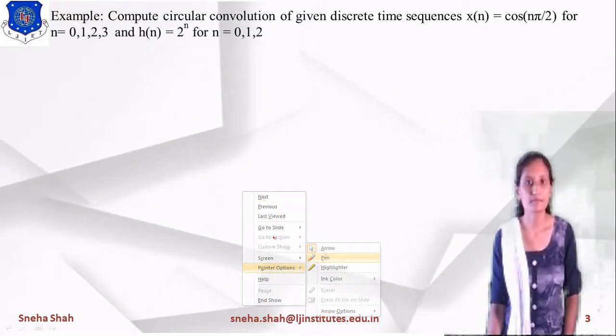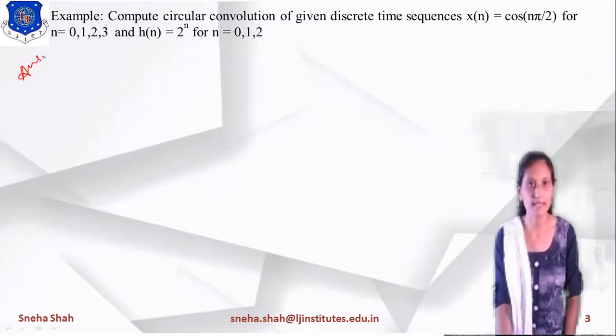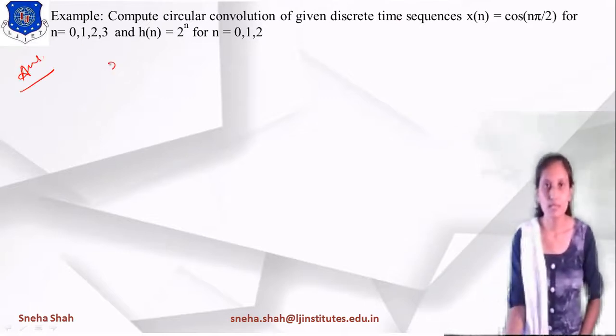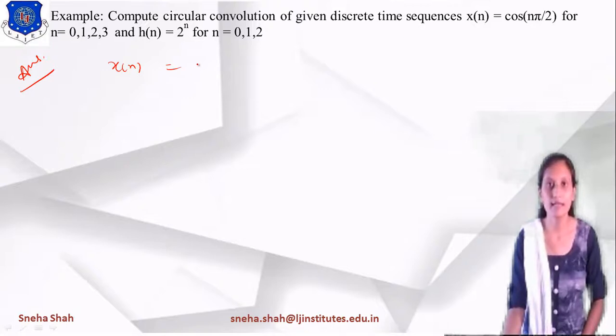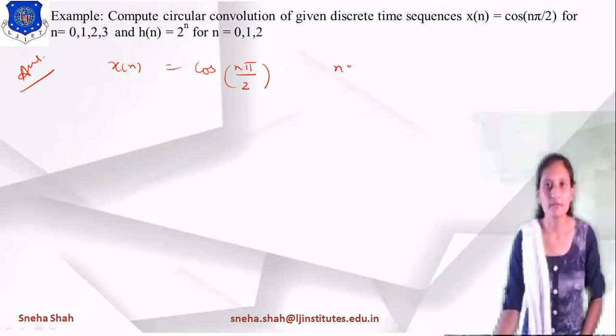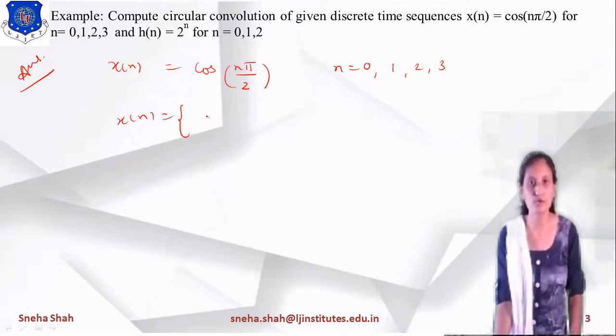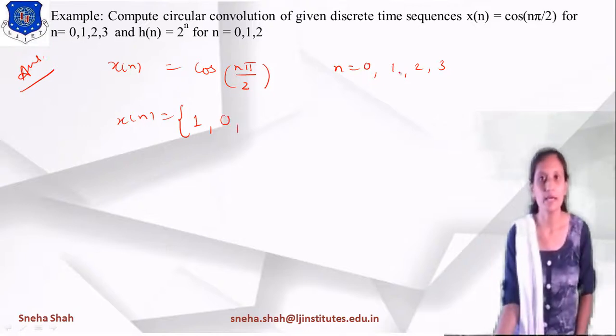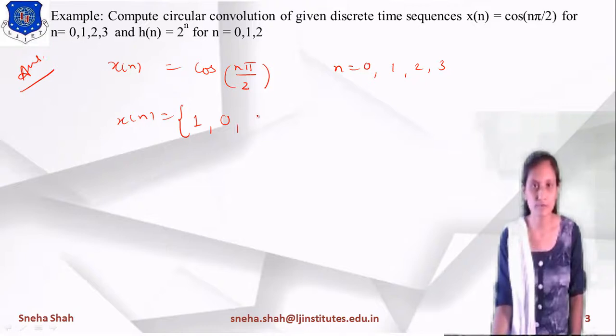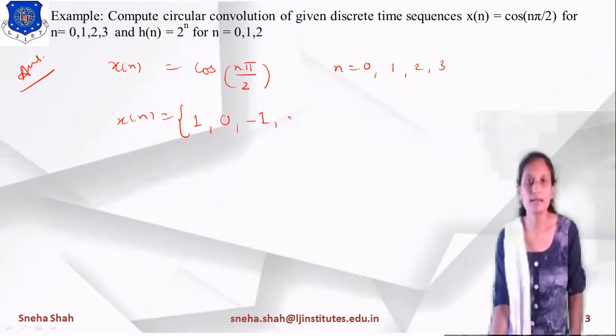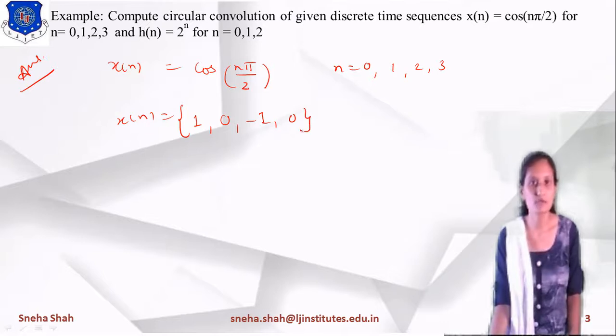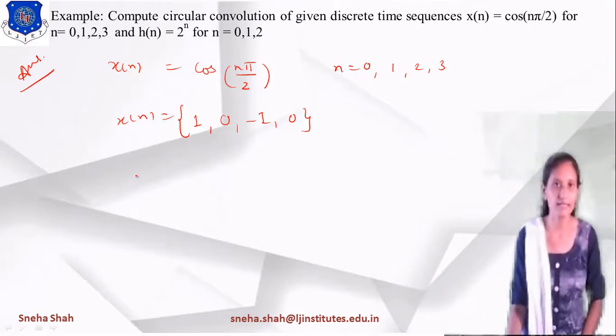Starting with this, first of all I write the equation of x of n. X of n equals cos n pi by 2, for n equals 0, 1, 2 and 3. If I take n equals 0, cos 0 equals 1. For n equals 1, cos pi by 2 is 0. For n equals 2, cos pi is minus 1. And for n equals 3, cos 3 pi by 2 is 0. So this is the final value of x of n, right?